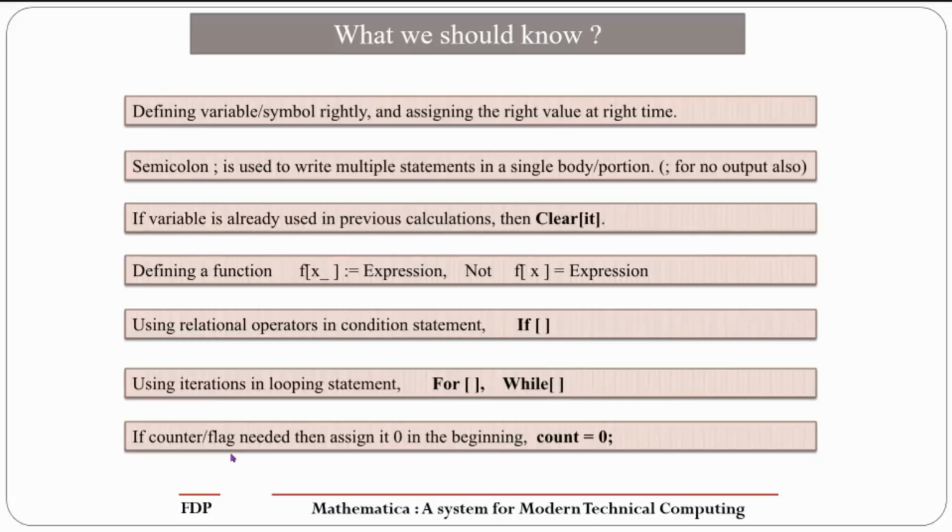So these are two things, the counter and the flag. You can start with the value as 0, like this. These are the basic things that you should know before starting your programming or coding.